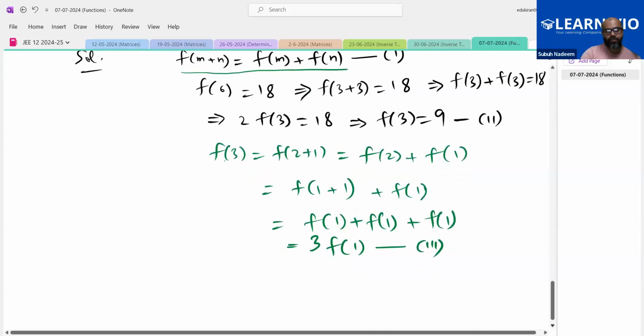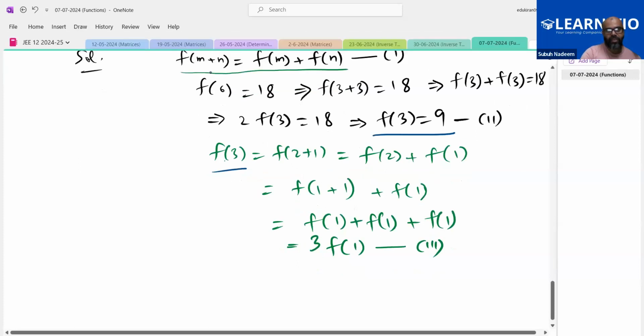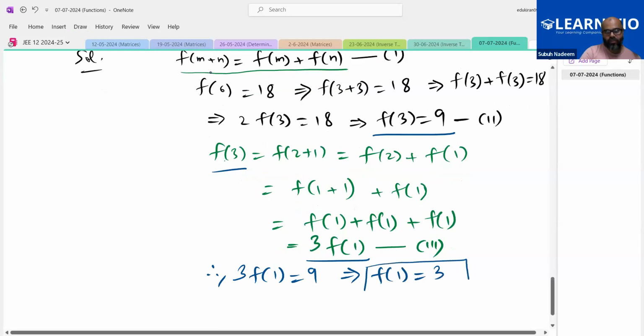Now what we can do: f3 is coming out to be 3f1, and f3 is equal to 9. So therefore 3f1 is equal to 9, which means f1 is equal to 9 by 3, that is 3. So f1 is equal to 3. Now we will proceed further. First write till here.